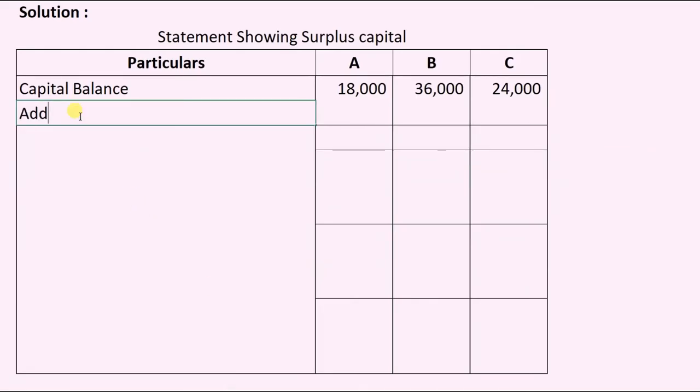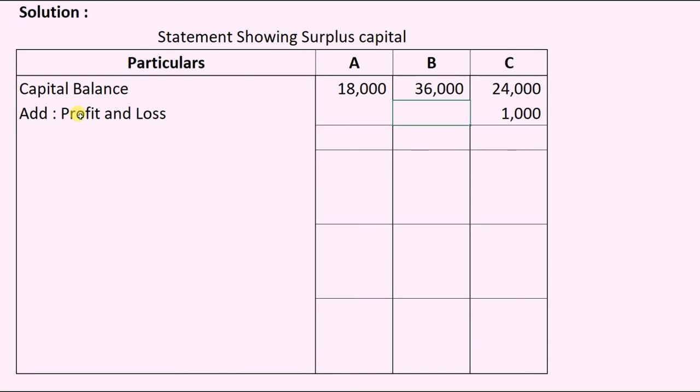So we will add the profit and loss. We have already calculated rupees 1,000 for C, 2,000 for B and 3,000 for A.